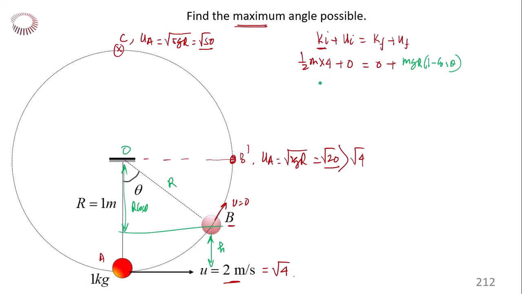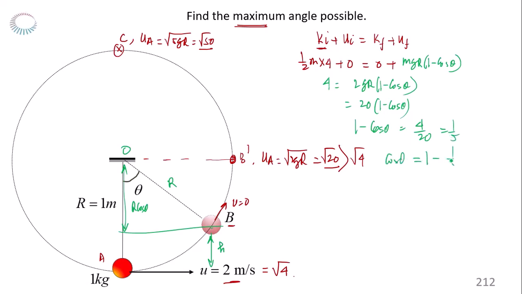So ultimately m cancels out. So 4 should be equal to 2gR into 1 minus cos theta. Now put the value. R is given as 1, so it is 20 into 1 minus cos theta. That is, 1 minus cos theta should be equal to 4 by 20, which means 1 by 5. So cos theta should be equal to 1 minus 1 by 5, which means 4 by 5. That means theta is equal to 37 degrees.